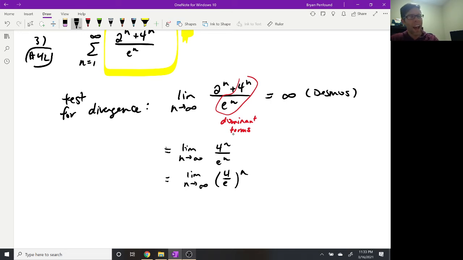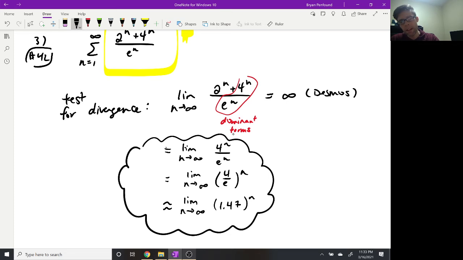Let's actually evaluate 4 divided by e. That's about 1.47-ish. This is a rough approximation, right? All of this is just me background thinking. And I'm thinking to myself, okay, if the base of this decimal number is bigger than 1, and I allow n to keep increasing, this number is going to explode. This number is going to get really, really big.